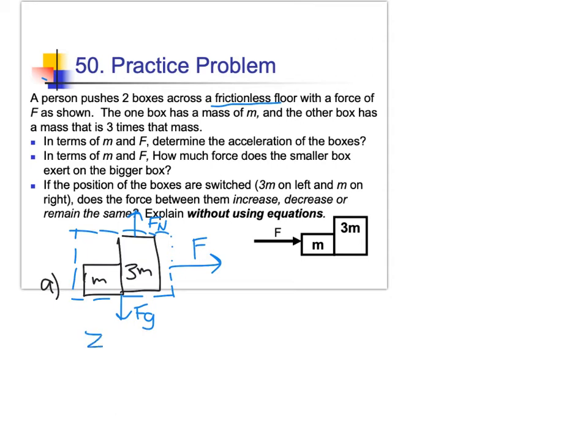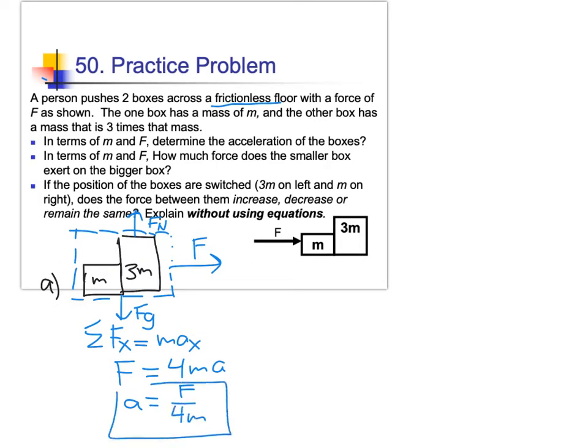So just thinking about the forces in the x direction, the only x force I really have is that F, so I can just say F is equal to the mass of the system, which is 4m, times a, and so my acceleration here is just going to be F over 4m. All right. The next question then asks, how much force does the smaller box exert on the bigger box?